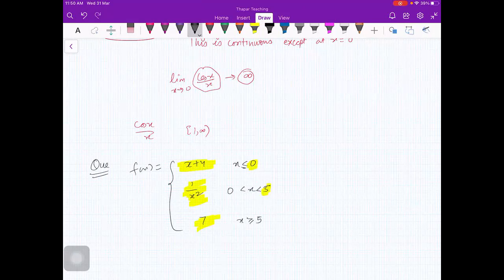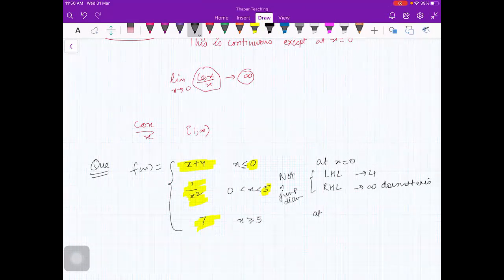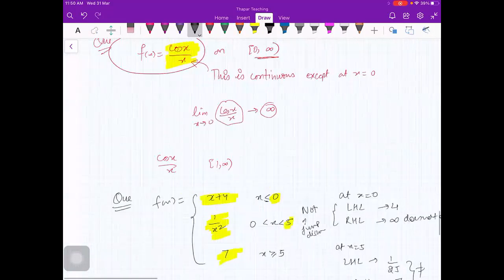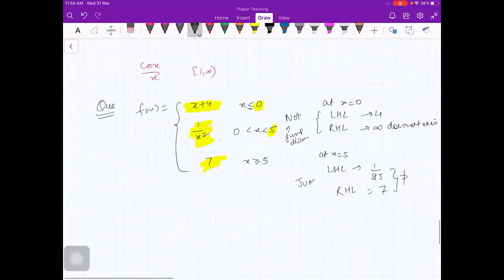अब देखिए at x is equal to 0, left hand limit is 4, right hand limit is infinity, does not exist. So this is not a jump discontinuity. Okay, and at x is equal to 5, left hand limit is 1 by 25 and right hand limit is 7. So they are not equal, but they both exist. So this is a jump discontinuity. ठीक है? So सिर्फ 0 और 5 पे problem है.